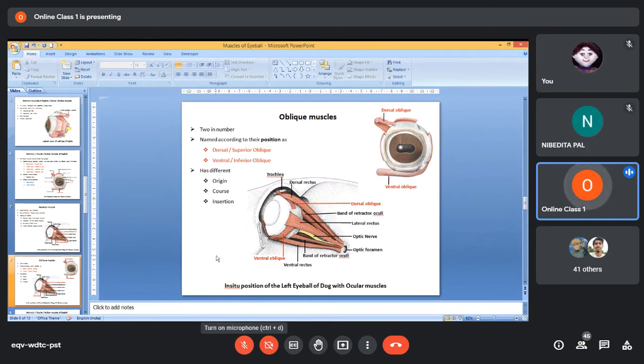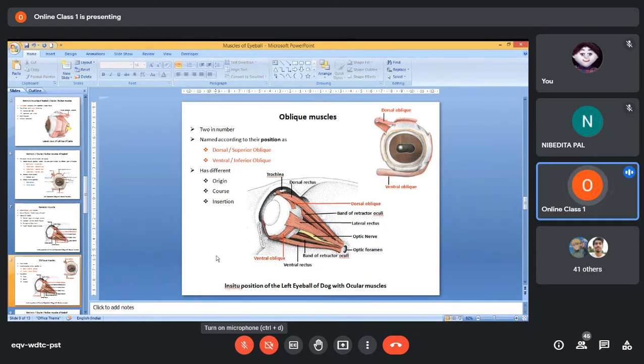Then the oblique muscles. They are 2 in number, and they are named dorsal or superior oblique, and ventral or inferior oblique. This nomenclature of the oblique muscles is mainly based on their position. Regarding the oblique muscles, you have to know that they have different points of origin, different points of insertion, and their course is also different.